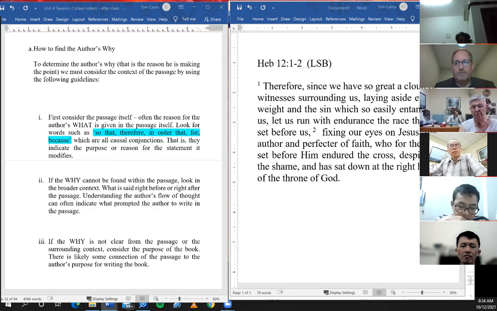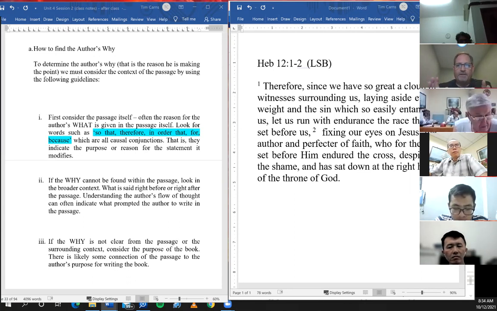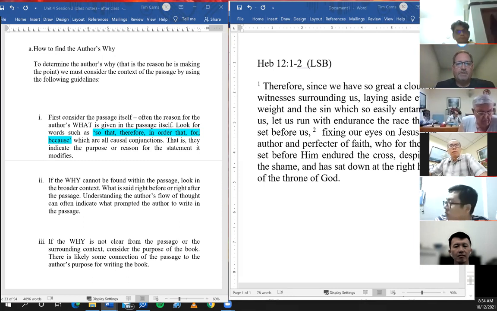And in this case in Hebrews, we're actually going to see that the author's why is connected in all three categories. There's a reason given in the passage, there are reasons given just outside the passage, and there's a reason connected to the purpose of the book. Hopefully next week, as we look at this passage, I'll be able to show you how it all comes together. When you're looking for the exegetical idea, you're going to see how all the steps we've done before are important, because you cannot preach a passage until you know what the author's saying and why he said it.